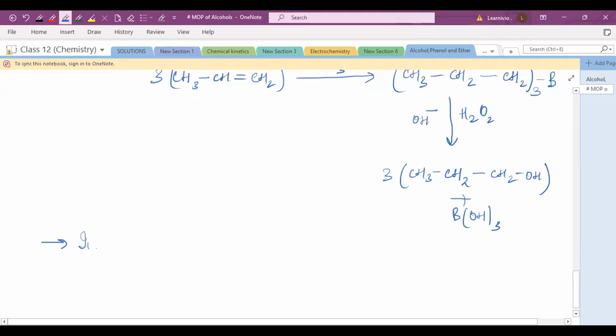Yeah, you can write down. In this reaction, okay, no need to write down, because if you have understood the mechanism, there is no need to write the mechanism. Right, so just remember in this reaction, this propene reacts with borane or diborane to form trialkyl borane.